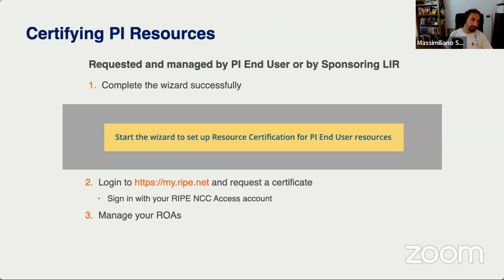You can also certify PI resources. There's a specific wizard at RIPE. Why is this important? It's because normally PI users, provider independent address space users, don't have a direct relationship with the RIPE NCC. So they normally don't have access on the LIR portal to change their data. But for RPKI, an exception was made, so this can be done.